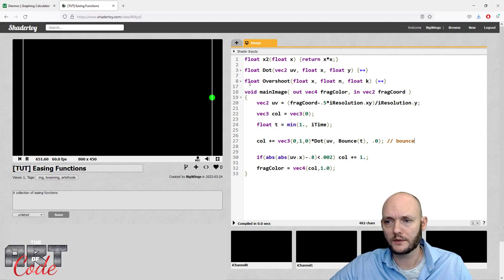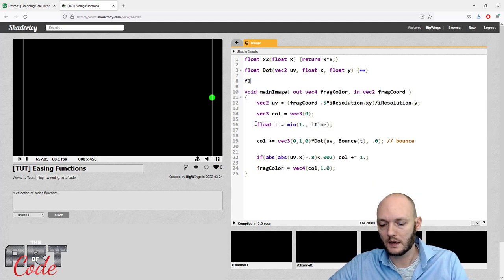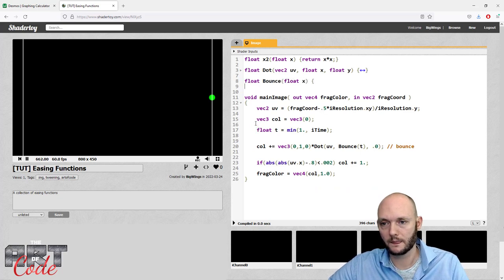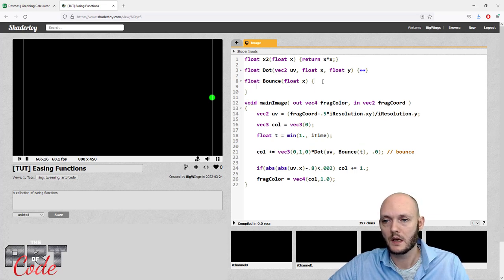Then we're going to have to make a bounce function. Let me also get rid of this overshoot. We're not using it. Let's call this bounce. It's going to take as an input a coordinate, and as an output, it's going to give me a bounce. So how can we make a bounce?